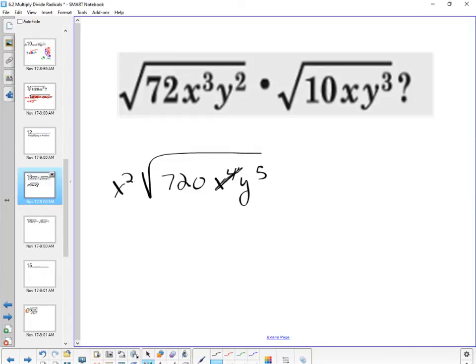How many sets of this can I bring out? Two. So I've got y to the second. How many are left over there? One. So I can get rid of that 5. Cool. Let me do this then.